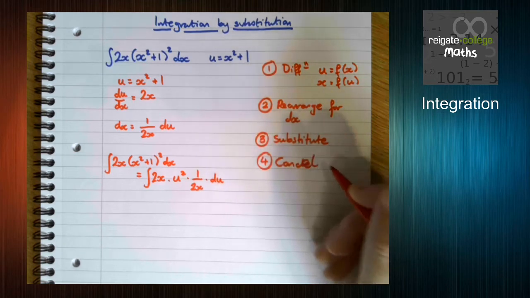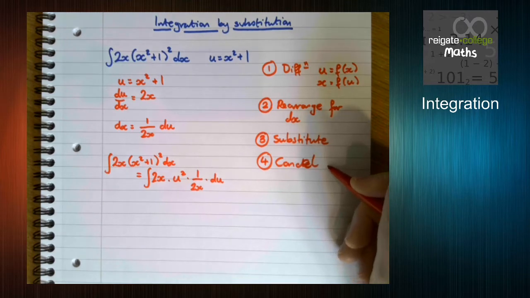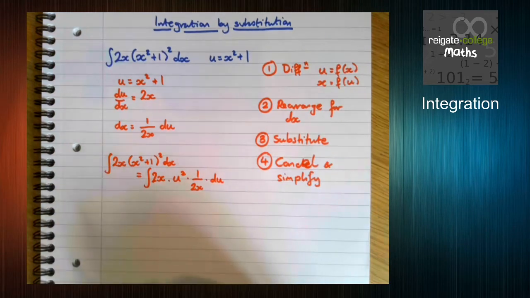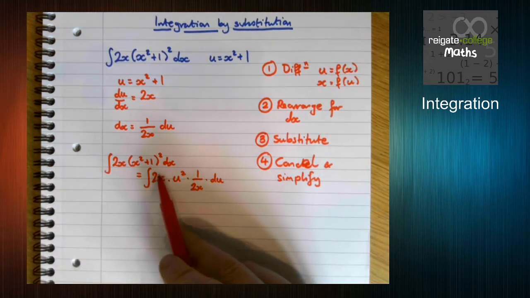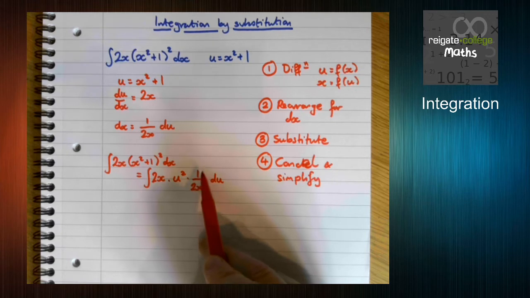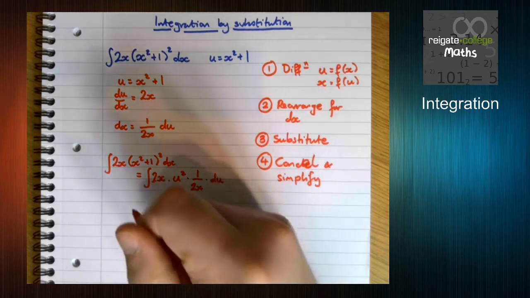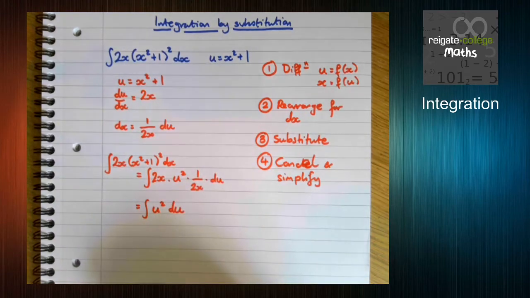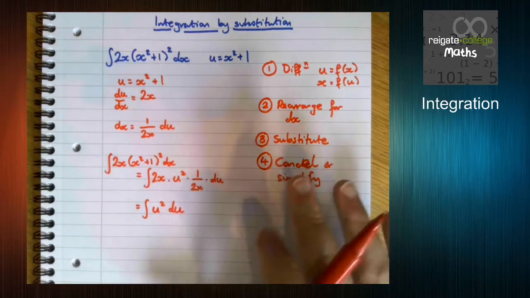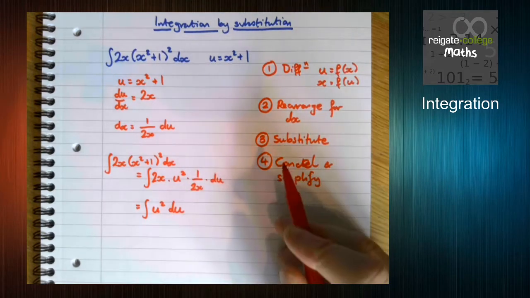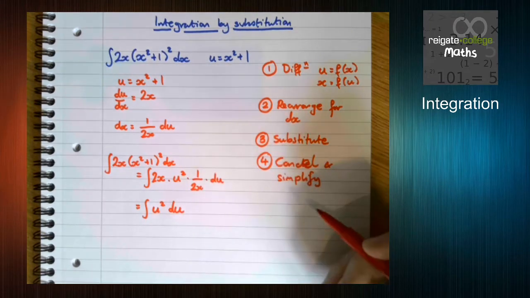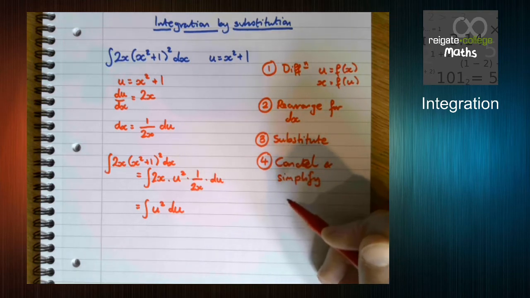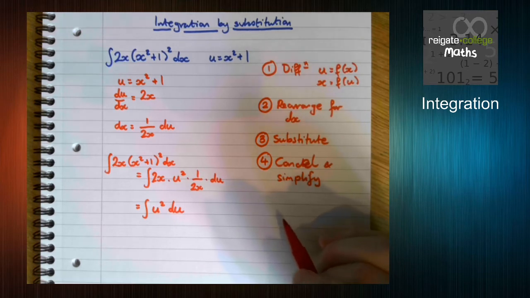Step 4. That's not easy, but cancel things out. So cancel and simplify. We can see that we've got 2x here and a 2x in the denominator. Those are going to cancel out. And we're just going to be left with u squared du. Now in other examples, there's going to be sort of intermediate steps here. So there's going to be steps 4a, 4b, but I'll leave those for now.